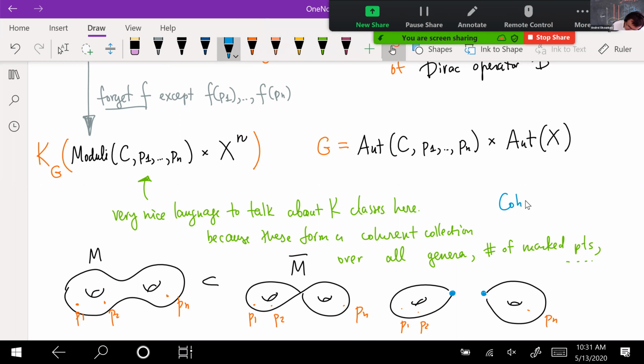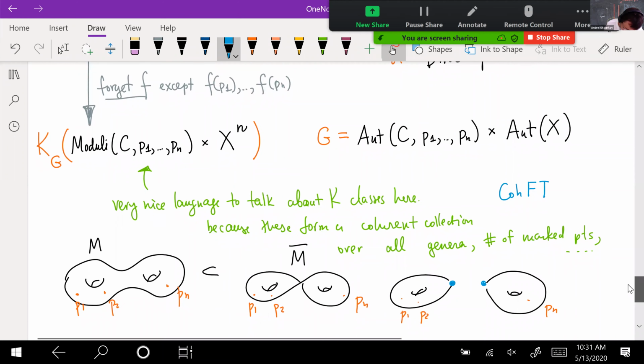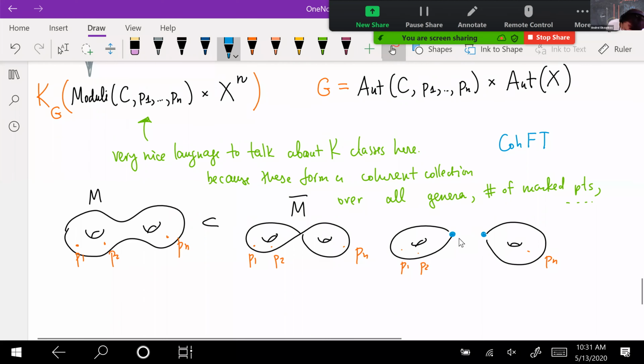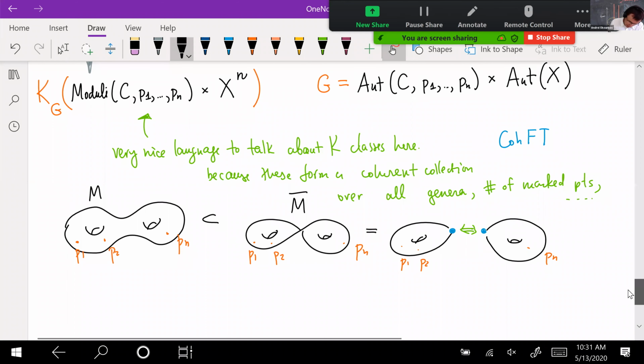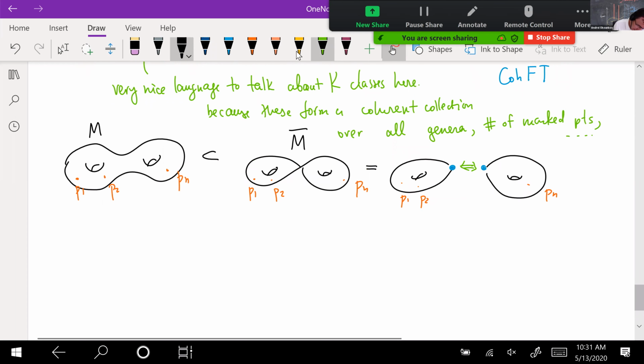People call it cohomological field theory, but really it could be any cohomology theory you want. There's some kind of gluing you do with this class to recover the restriction of this class to that. And this is a coherent collection of K theory classes of this kind. This is a very constrained structure, and people have really good control over them. So that structure reduces to a few basic tensors.